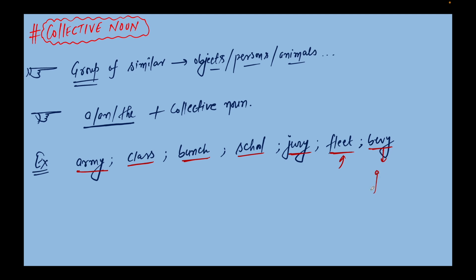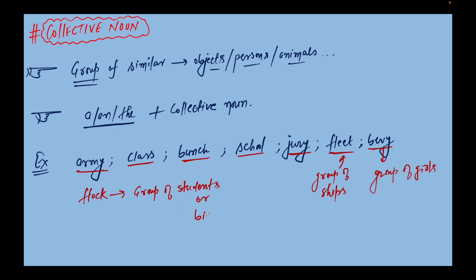Let me write, group of girls. And here group of ships. Okay, it is known as fleet. And what is flock here? What is the meaning of flock? So flock is a kind of group of students, or you can use it for birds as well.